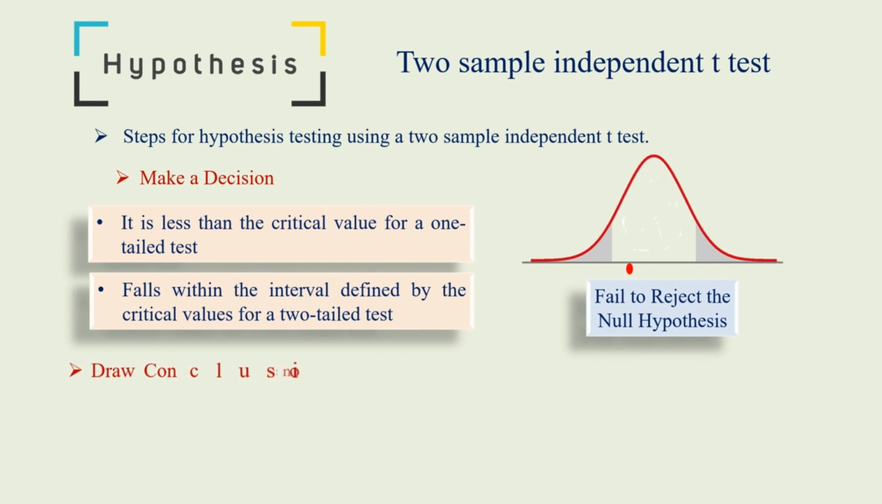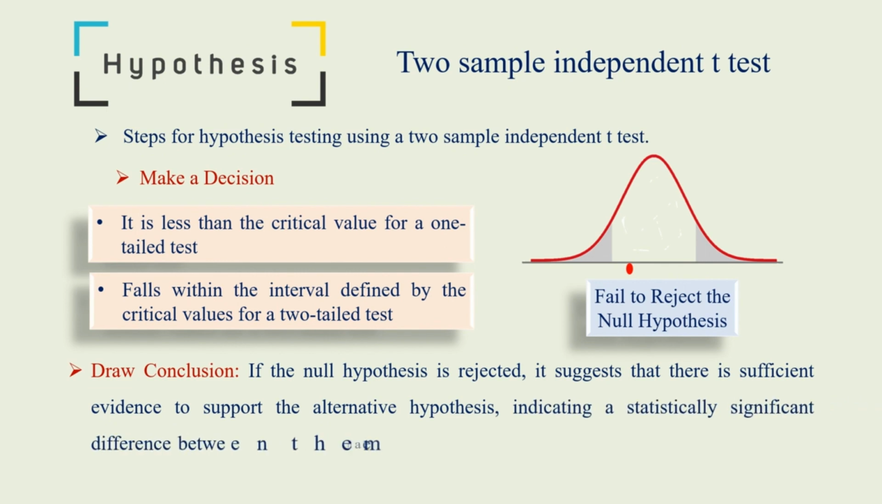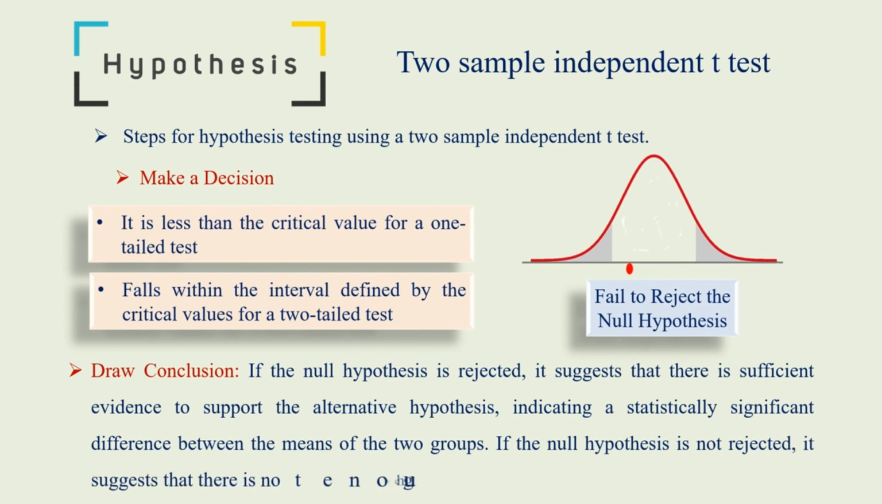Interpret the results in the context of the problem and make a conclusion. If the null hypothesis is rejected, it suggests that there is sufficient evidence to support the alternative hypothesis, indicating a statistically significant difference between the means of the two groups. If the null hypothesis is not rejected, it suggests that there is not enough evidence to support a significant difference.